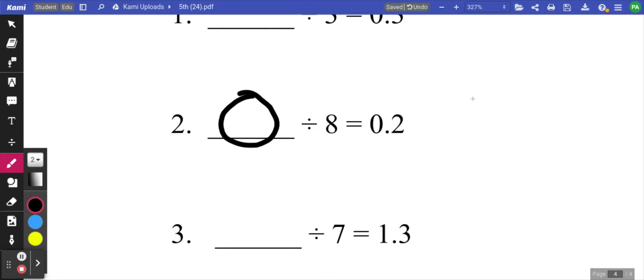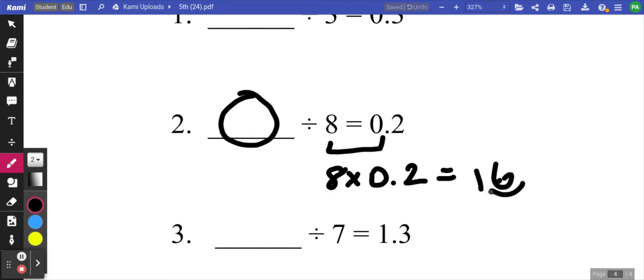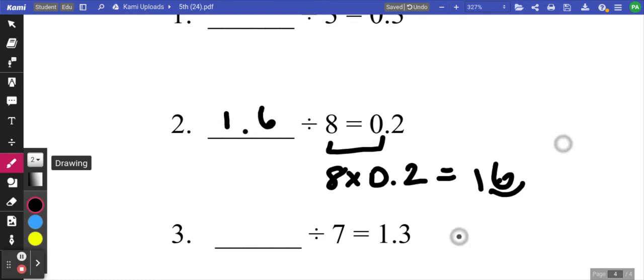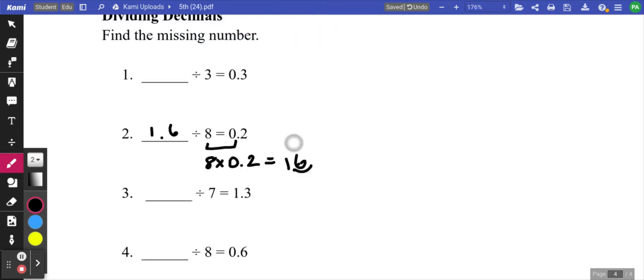So how do you find what the decimal is? All you need to do is multiply these 2 numbers. And remember, the place does matter when it comes to adding, subtracting, and etc. So since 8 is being divided, you are going to multiply. So what's 8 times 0.2? Well, 8 times 2 is 16. We have 1 decimal place. You move it once. And that is what we're dividing by, 1.6. And if you get rid of the decimals on the 1.6 and 0.2, you get 16 divided by 8, which is 2.